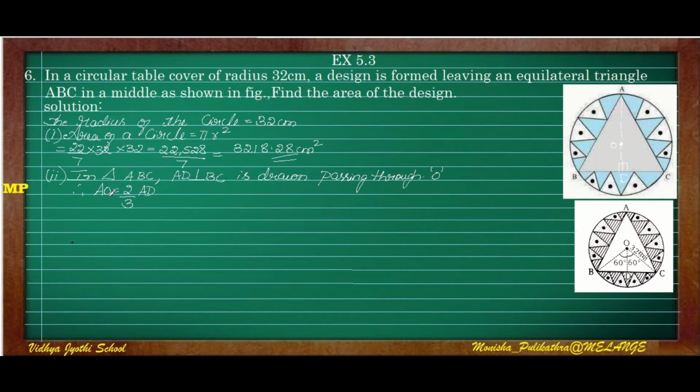So here the value of AO, 32, is equal to 2 by 3 into AD, because AO is the radius, which is equal to 32. So by cross multiplication we will get 32 into 3 divided by 2 is AD. So AD will be 48 centimeter.